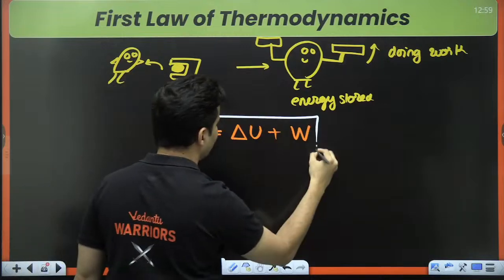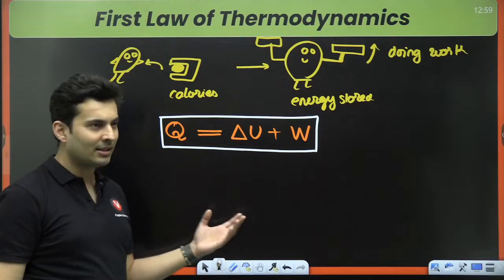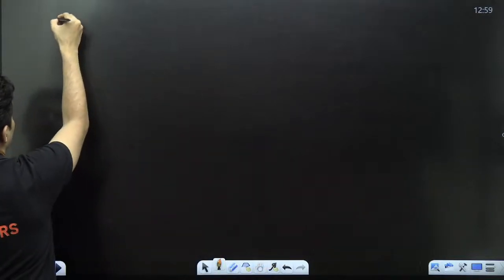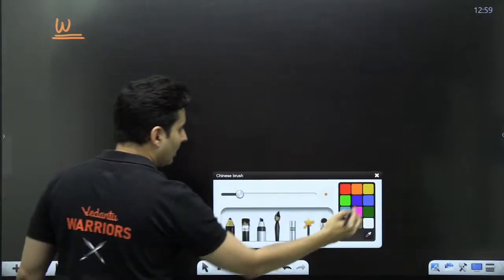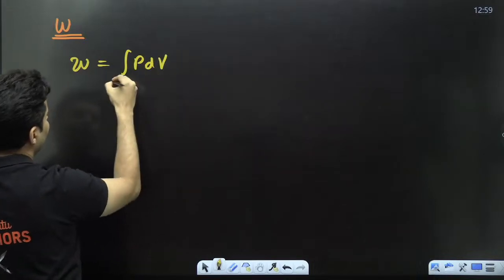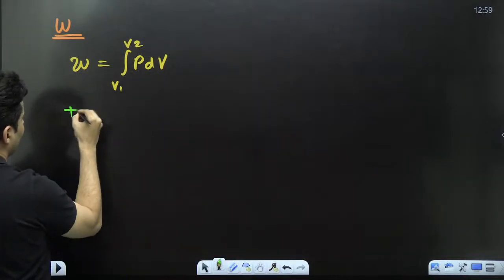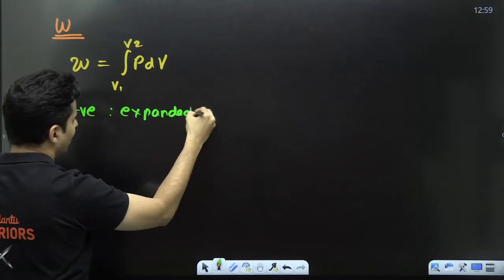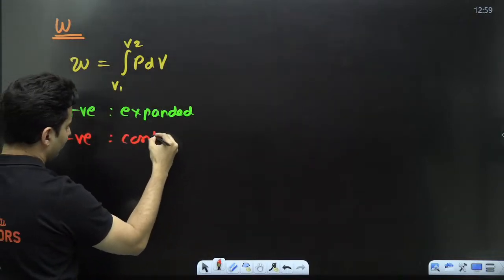That's all the first law is. Keep this in mind. In chemistry, this law looks slightly different because of the sign convention. So what's different is this. Observe. In physics, when you talk about work, the formula for work is integral PdV from V1 to V2, and if it is positive, that means it has expanded, and if it is negative, that means there is contraction.